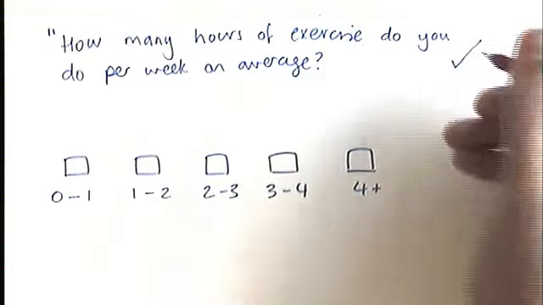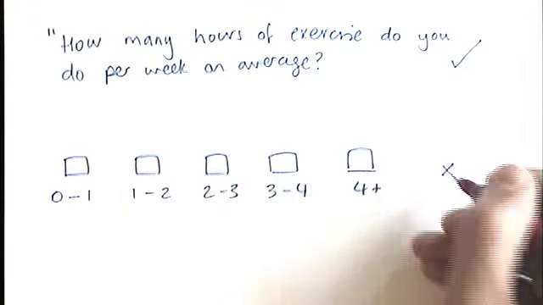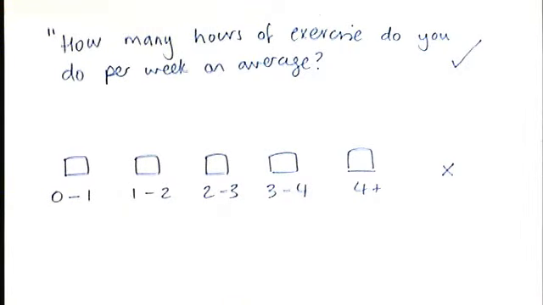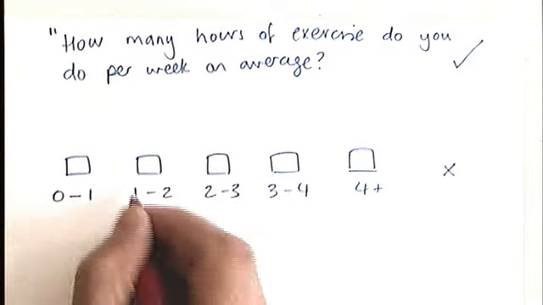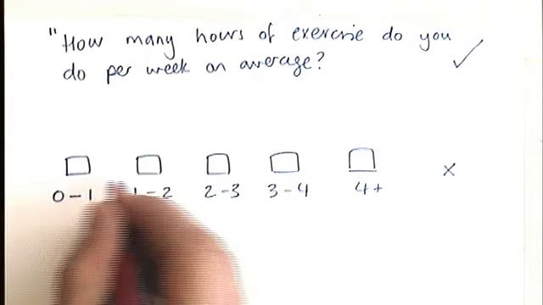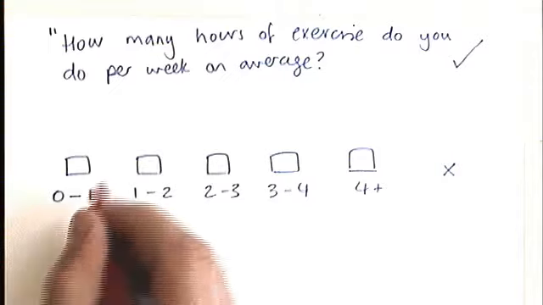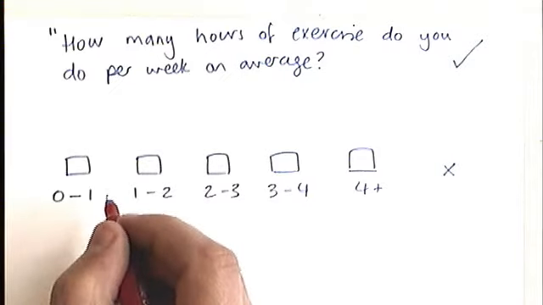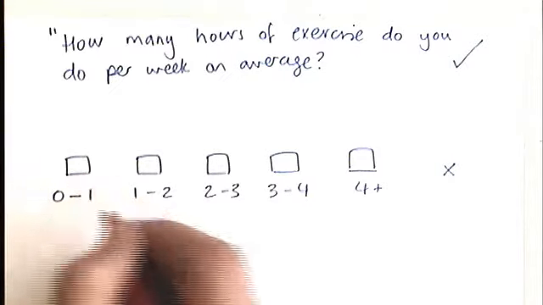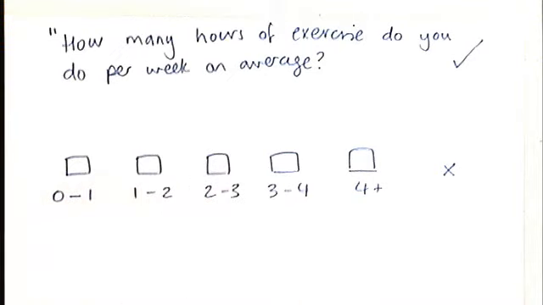At the moment we're going to get a mark for our question. We're not going to get a mark for our answers, because there's an overlap. If you did exactly 1 hour of exercise per week, and you timed yourself every week and you did it as exactly 1 hour, you wouldn't know which of these boxes to tick. Is it this one or is it this one?